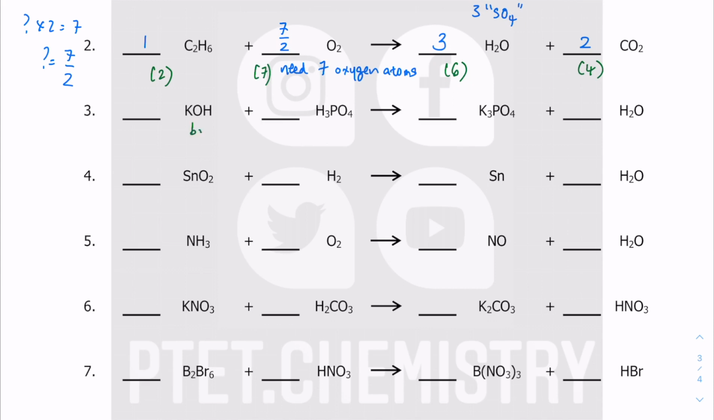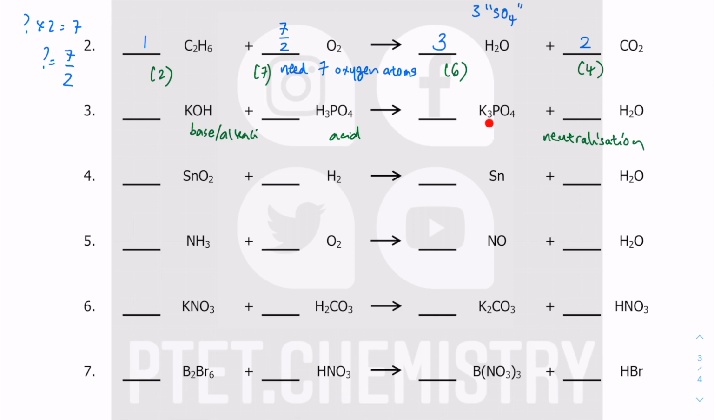This is a base, or what we call an alkali, whatever you want to pronounce it. This is phosphoric acid. Acid and base give you salt and water. This is a classic neutralization reaction. Anyway, this question is not asking on neutralization, it's asking you to balance the equation.